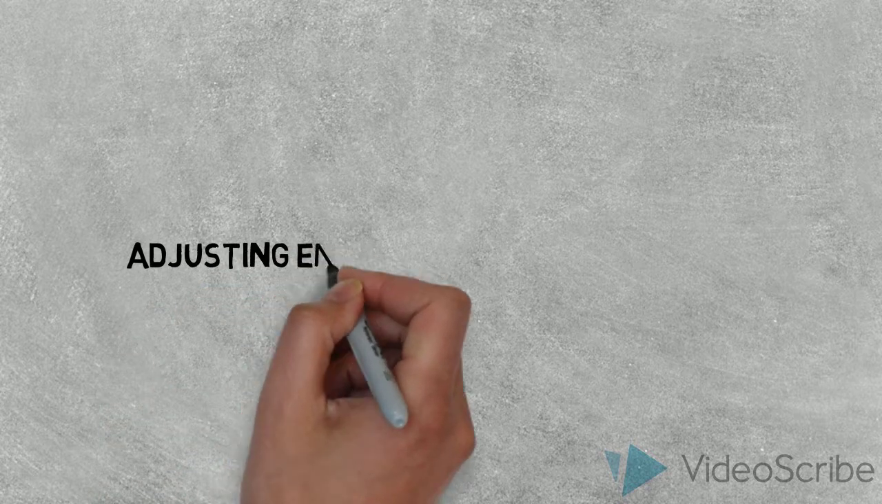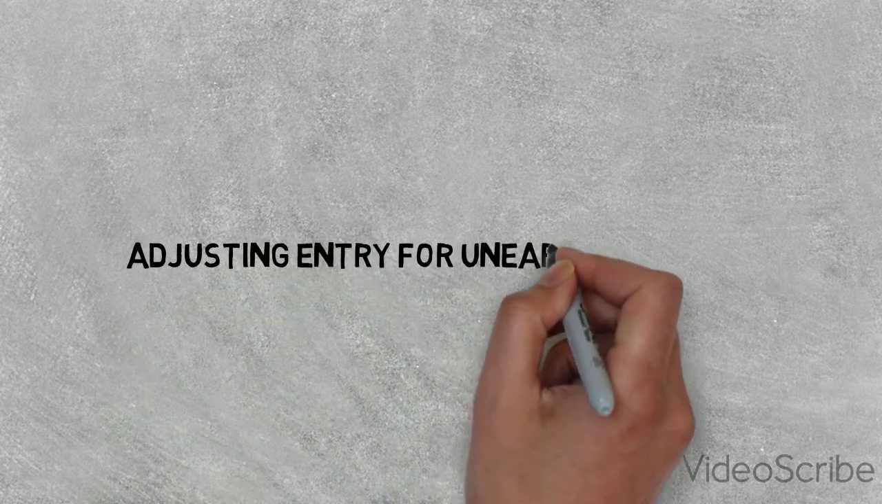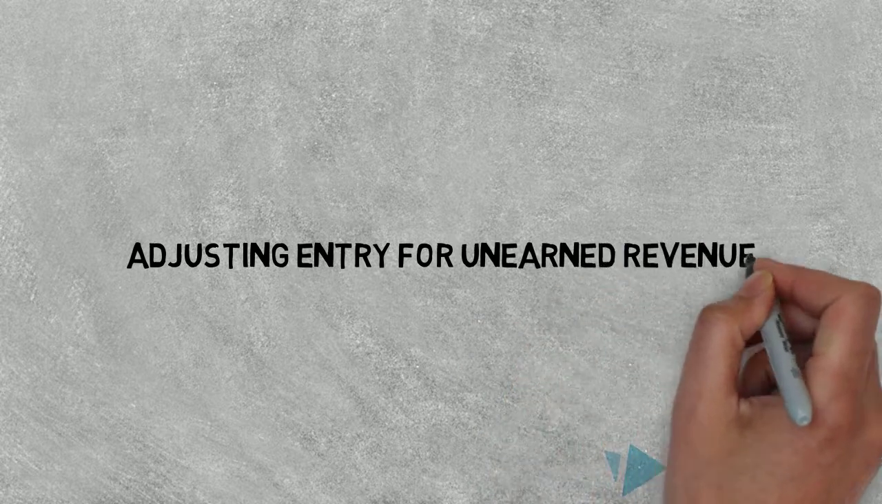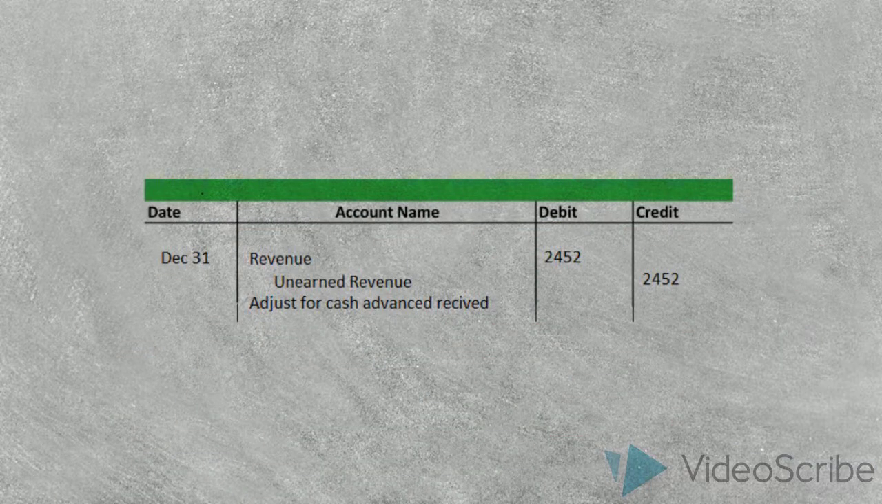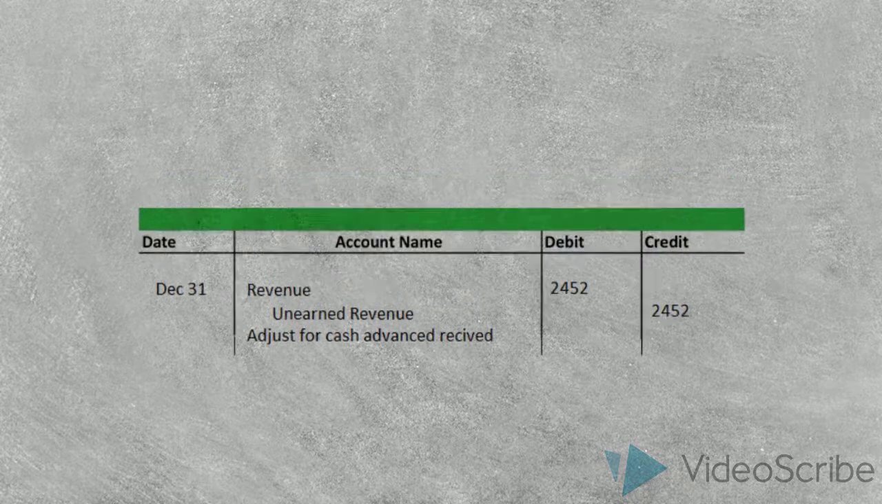Sometimes a business receives money from customers before services are performed. Following the regular bookkeeping routines for a deposit, the accounting clerk debited the cash account and credited the revenue account. Here is an example of this for an unearned revenue journal. The date for this is December 31st. You debit the revenue account $2,452 and credit unearned revenue by $2,452. So that's how you do an unearned revenue journal.